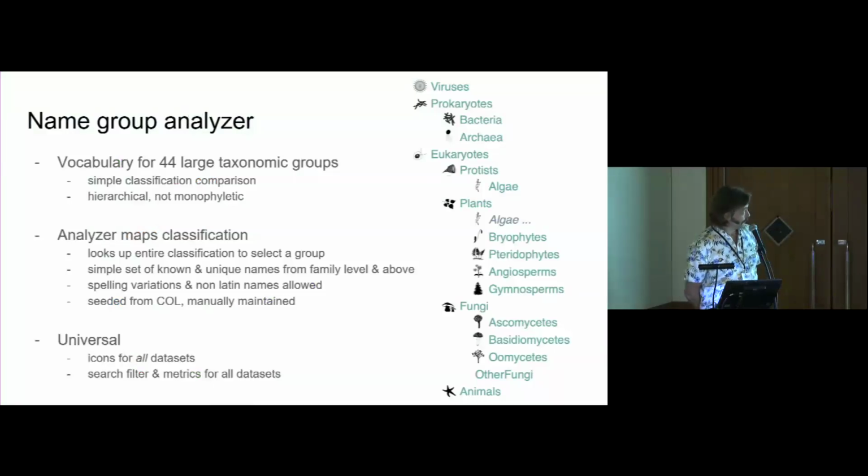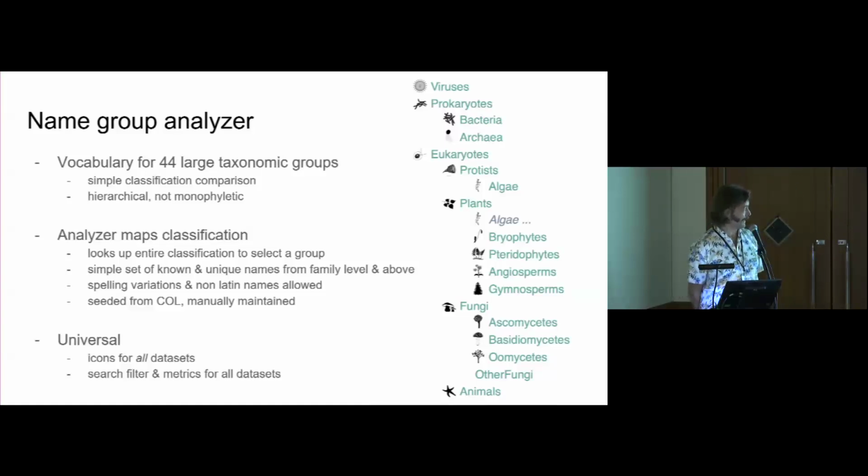To do that, we created a vocabulary for 44 large taxonomic groups, based basically just on the number of species within the group; we just took the largest ones, so that we can use them to identify those, and then use them to disambiguate or compare classifications in a much simpler way. That vocabulary is hierarchical, it is non-monophyletic, it's not supposed to be true taxonomy, it's just known groups that somehow can be compared to each other.